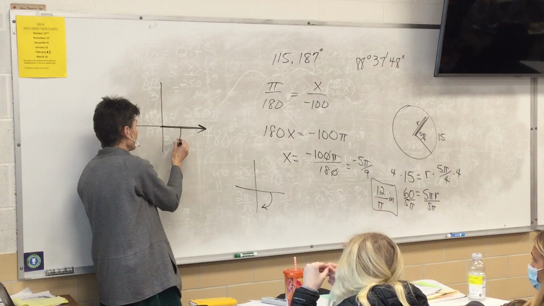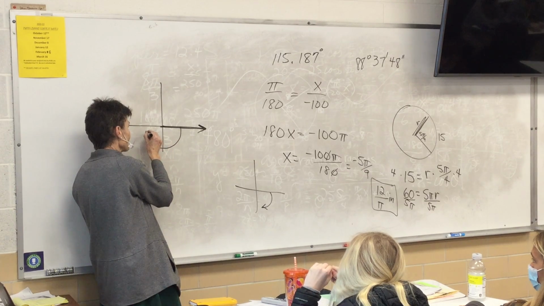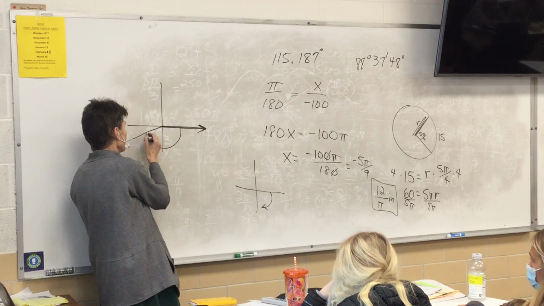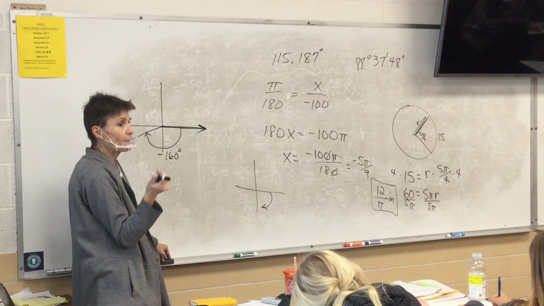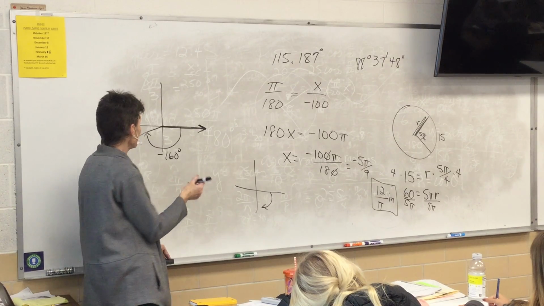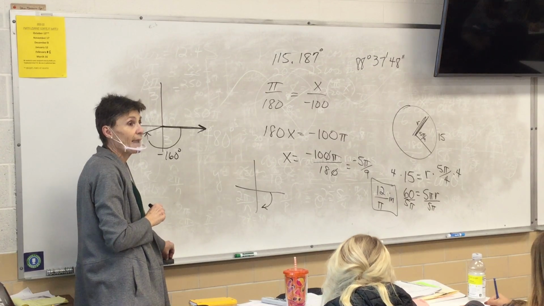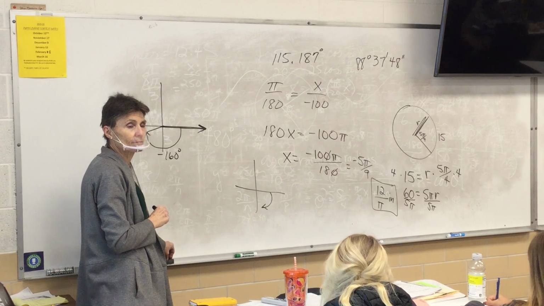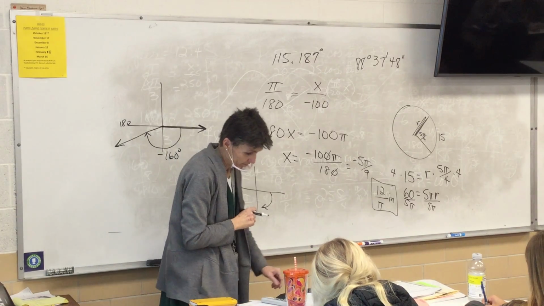So here I go, negative 160. Where am I going to stop? Right there. There's negative 160 degrees. I'm stopping there because isn't this 180 over here? Halfway around? So I stop before I get to 180.